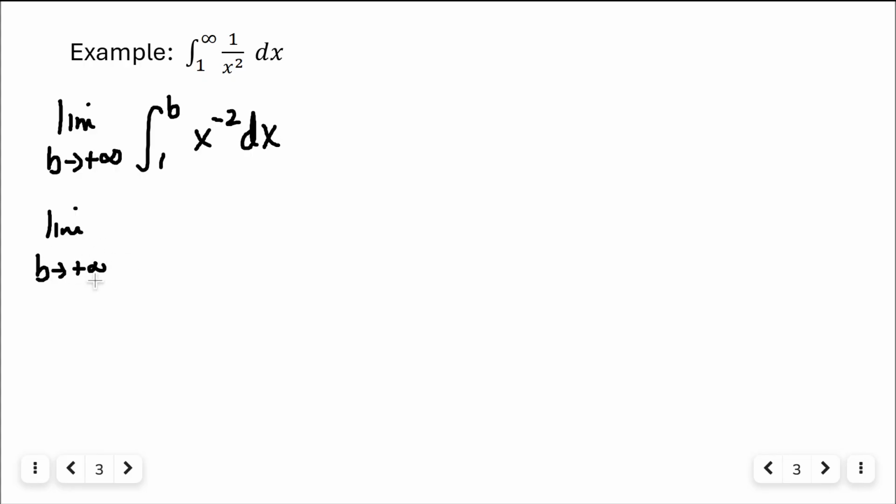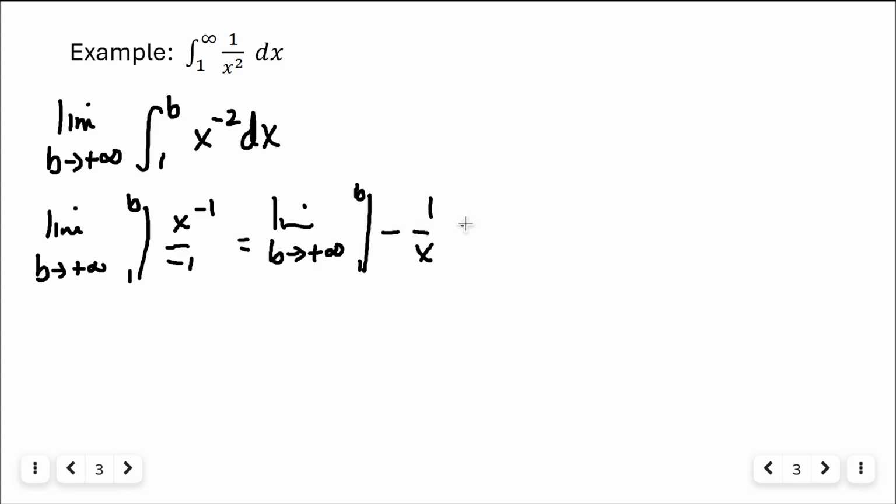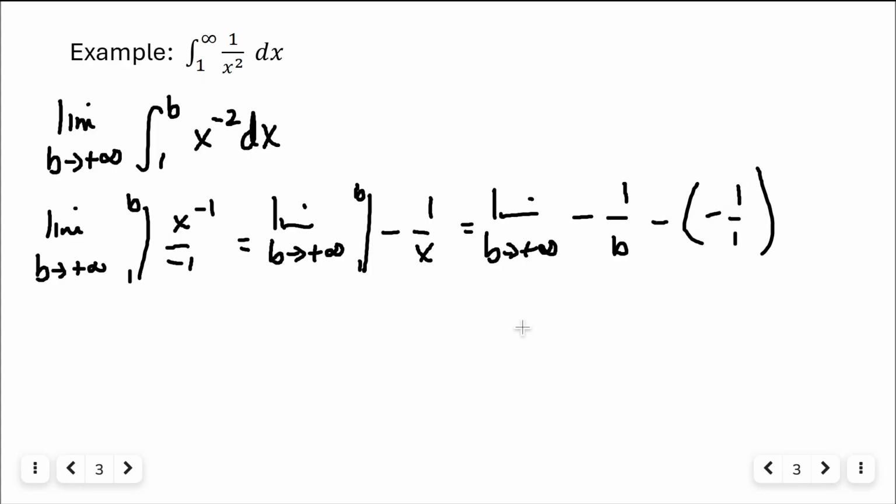All right, so the limit as b goes to infinity, we can integrate x to the negative 2 pretty easy. It's a straight line from 1 to b. Add 1 to the power, divide by what we get. We get x to the negative 1 over negative 1, which we can clean up here a little bit. And write from 1 to b, negative 1 over x. And now I'm going to substitute the numbers in. I'm still trying to find the limit as b goes to infinity. So that's negative 1 over b minus negative 1 over 1.